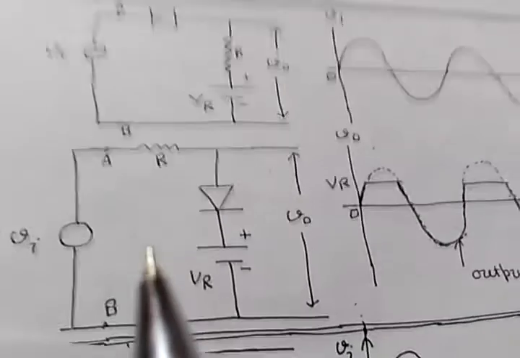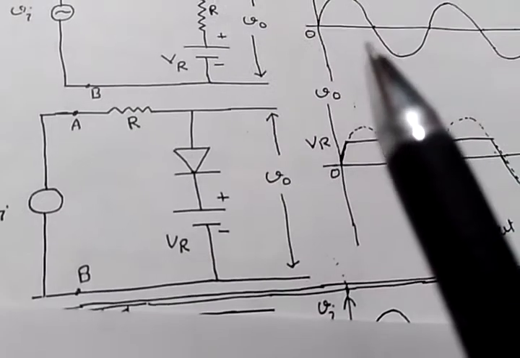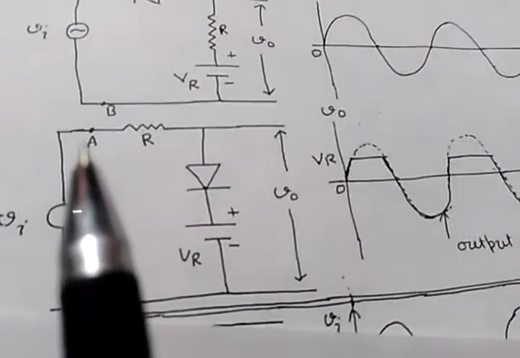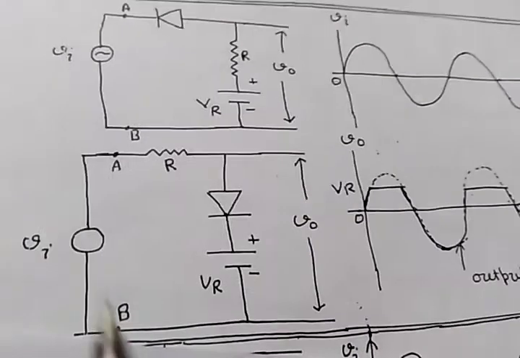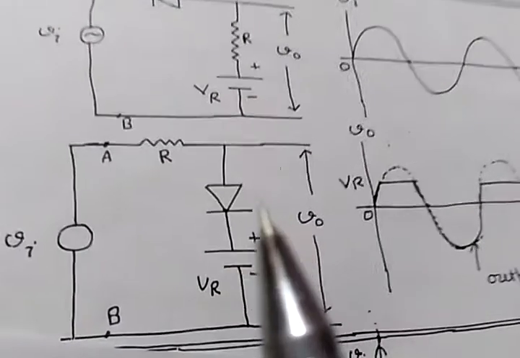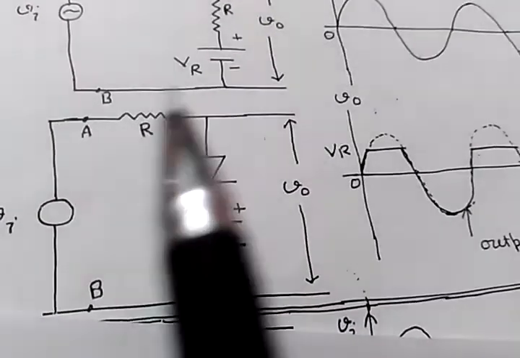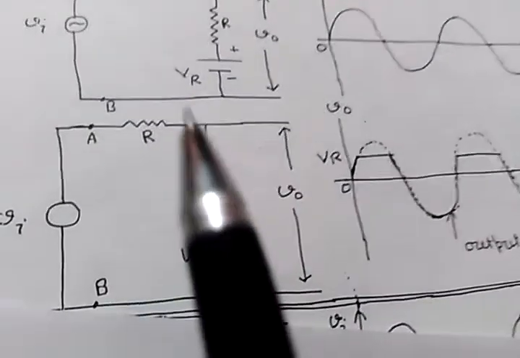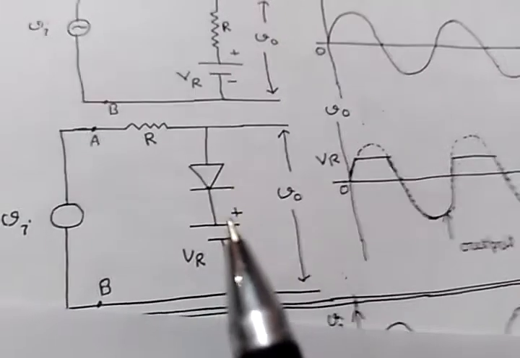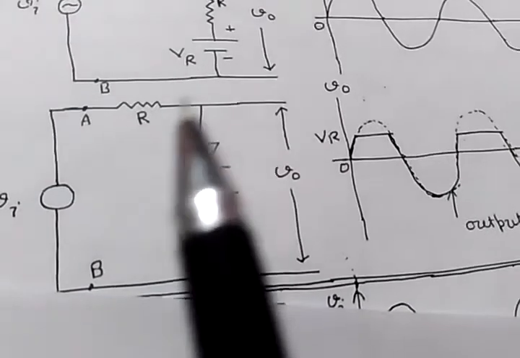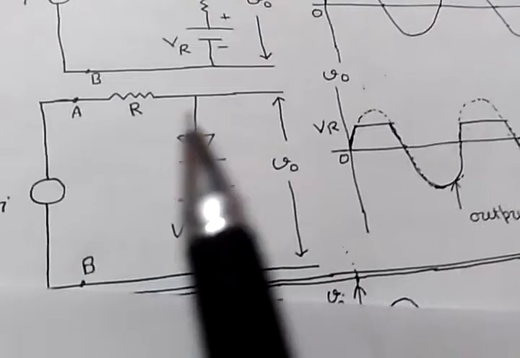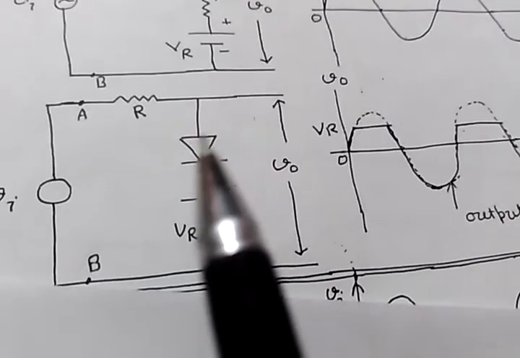Now consider the negative half cycle, for this portion of the input signal. Negative half cycle means point A is negative with respect to B. In this case, the P region will be negative for the complete negative half cycle. P region will be negative and N region is positive. So the diode will be in reverse biased condition. A reverse biased diode can be replaced by an open circuit.